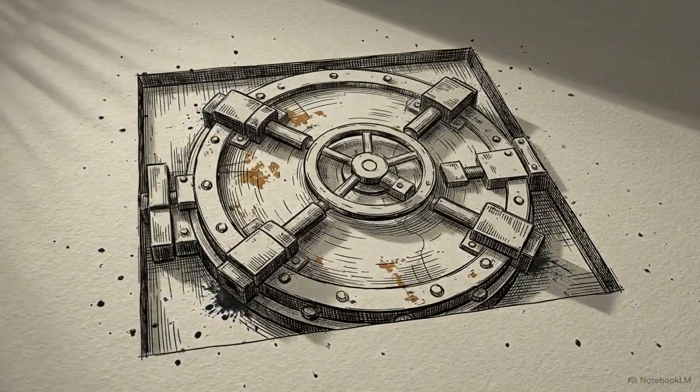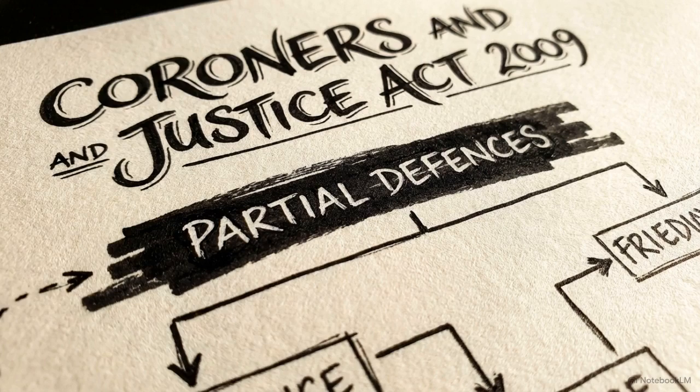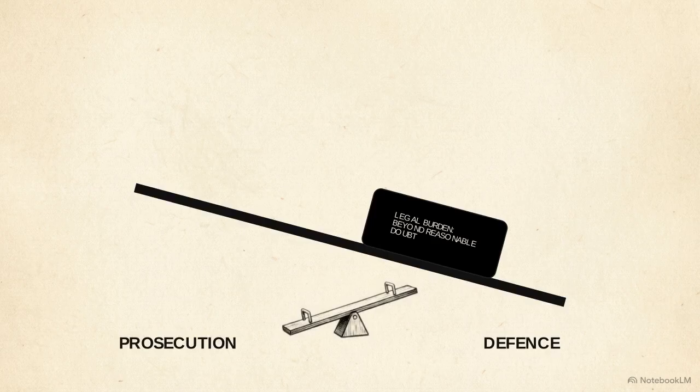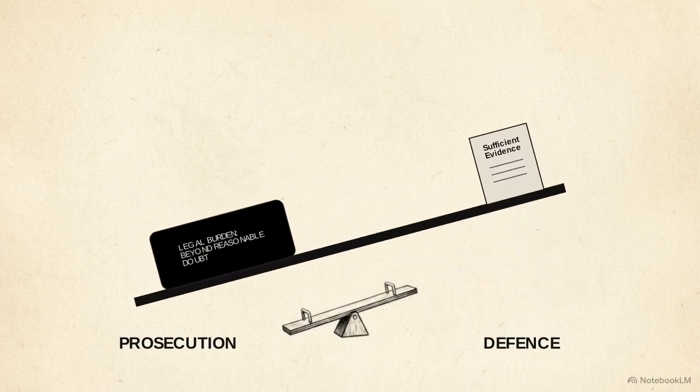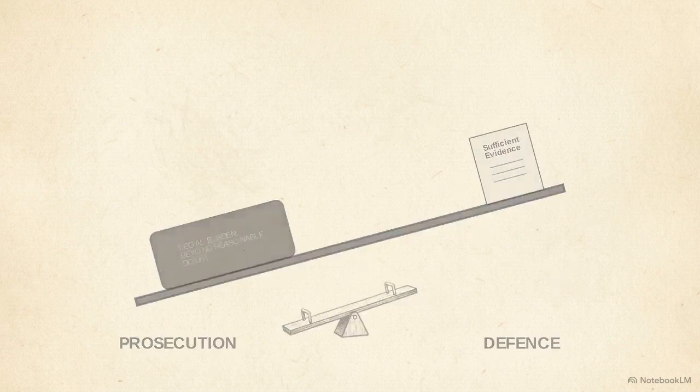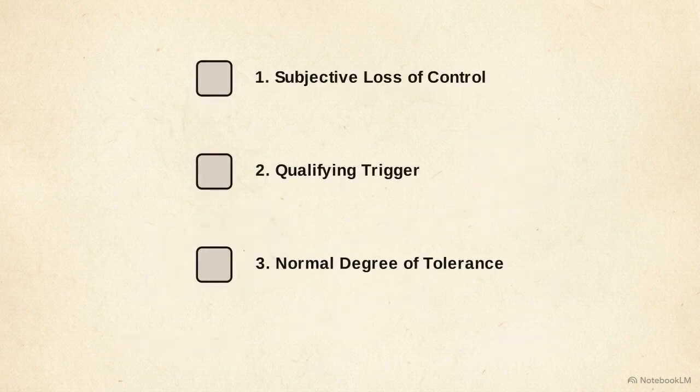The second gateway is loss of control, governed by Sections 54 and 55 of the Act. Unlike diminished responsibility, loss of control carries a unique evidentiary burden. If the defense produces sufficient evidence to raise the issue, the prosecution assumes the burden of actively disproving it beyond a reasonable doubt. Section 54 establishes a strict three-stage statutory test.